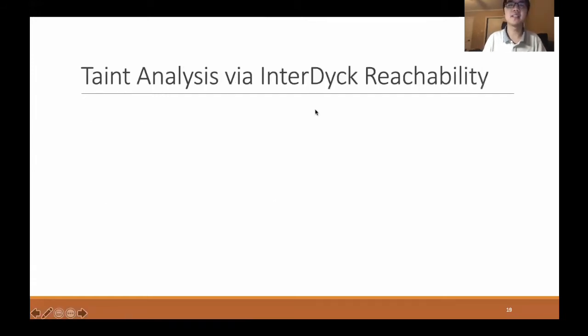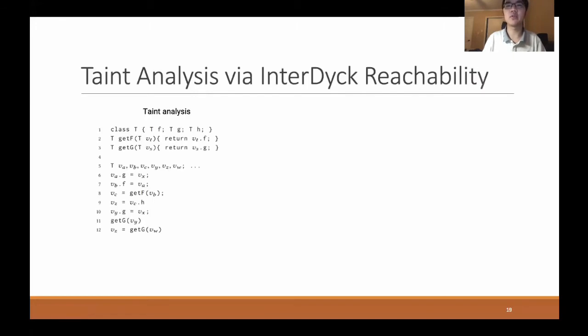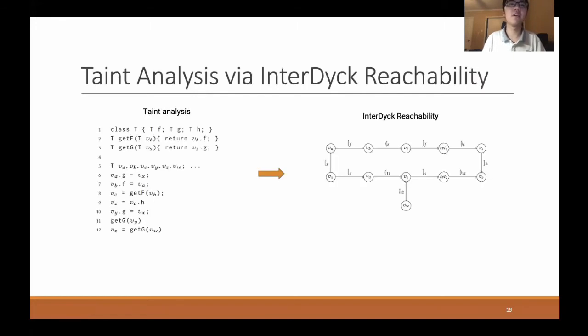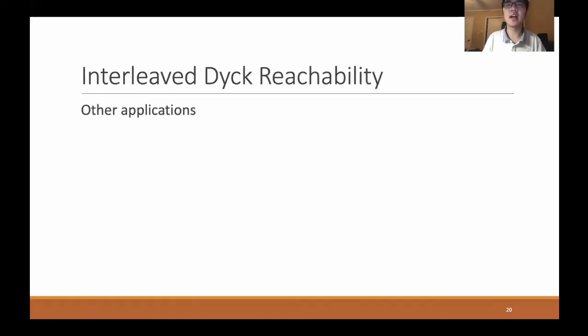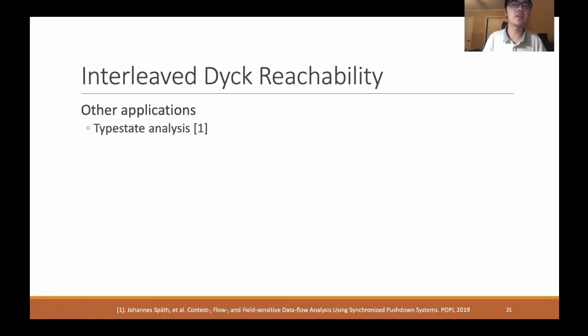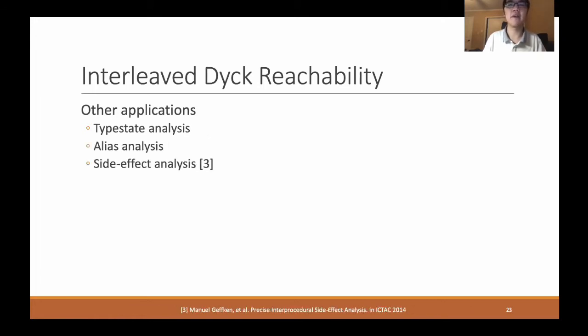Thus, the taint analysis is formulated as an InterDyck reachability problem. If there is an InterDyck path from the node VA to VC, it indicates that the value of variable VA in the program might flow to variable VC. InterDyck reachability is a very useful formulation and can be applied to many other static analysis applications, such as typestate analysis, alias analysis, and side effect analysis.